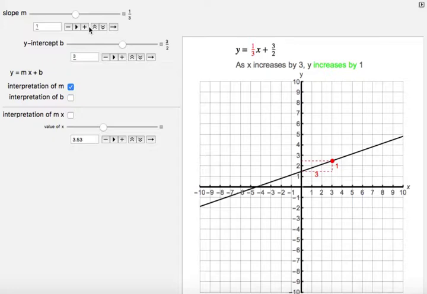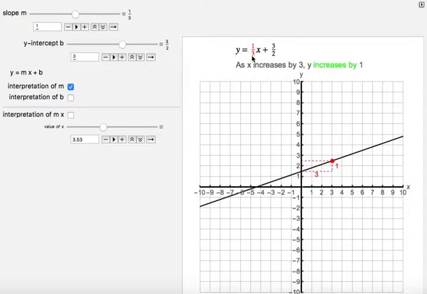So the first thing we're going to look at is m. This is if we're using the linear equation y equals mx plus b. So here we have m is 1/3, b is 3/2. You can play around with this and change these, but the first thing we're going to look at is the m value. So m is the slope, and this is rise over run, the increase in y over the increase in x.